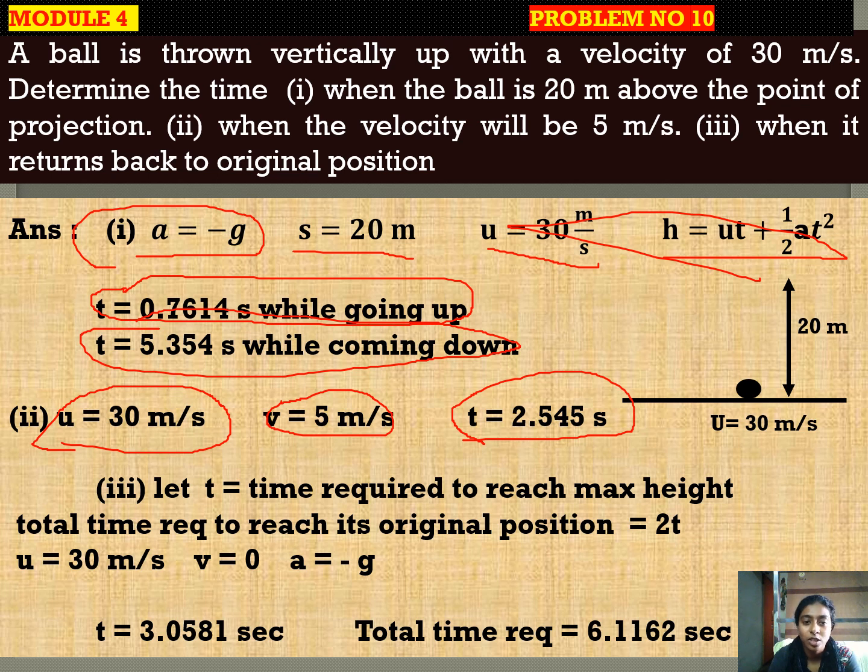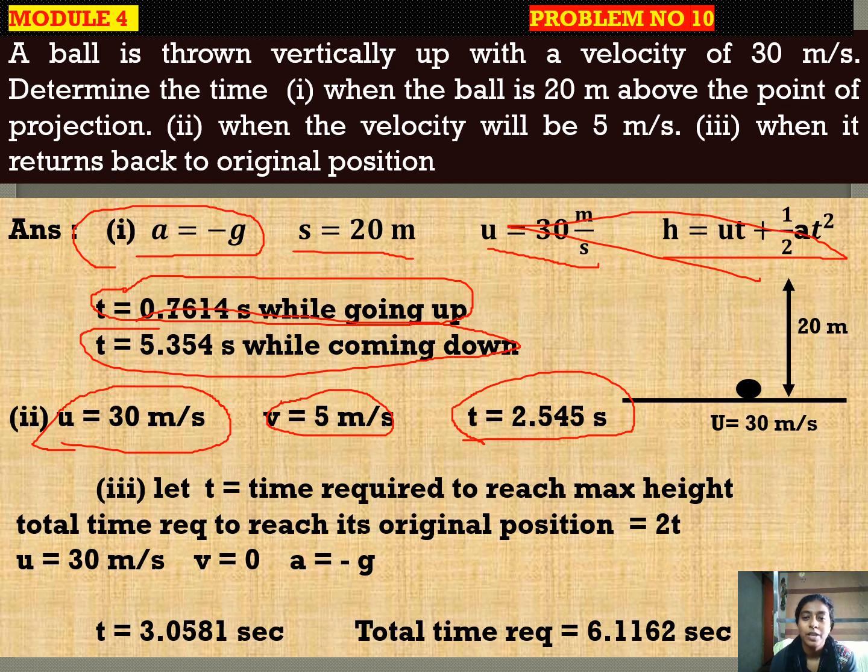Third, when it returns back to original position. So, how much time does it require for returning back to its original position? Listen, for the first case, while the ball is moving upwards, it takes 0.7614 seconds to reach 20 meter. It goes up, then it comes down. At a point, its velocity reaches 0, then it comes down. And when coming down from the maximum position to 20 meter height, the time taken is 5.354 seconds.